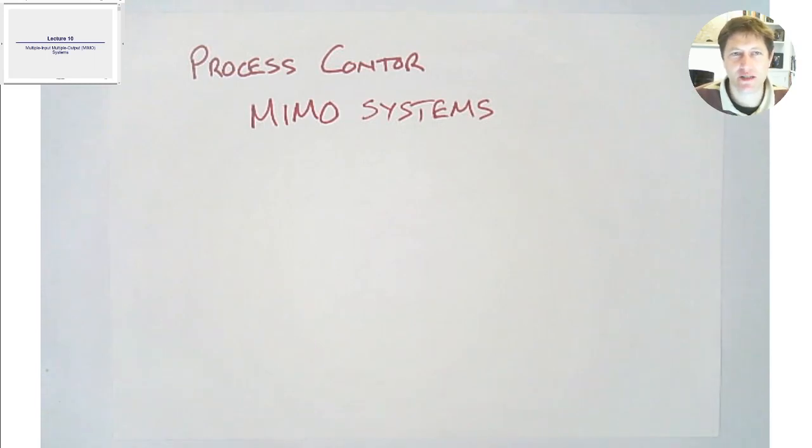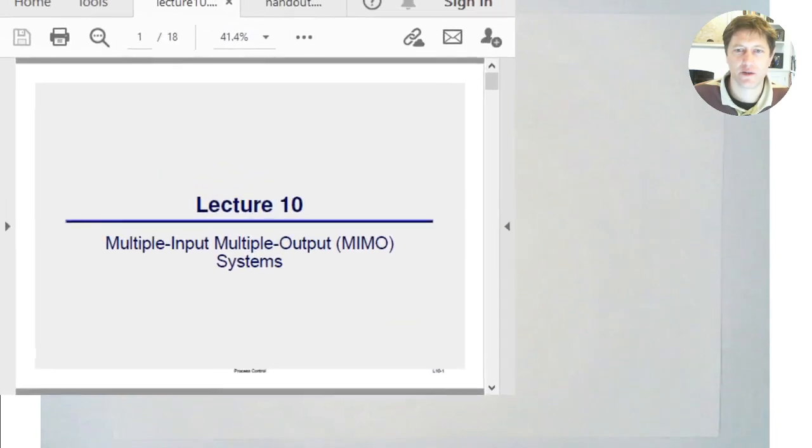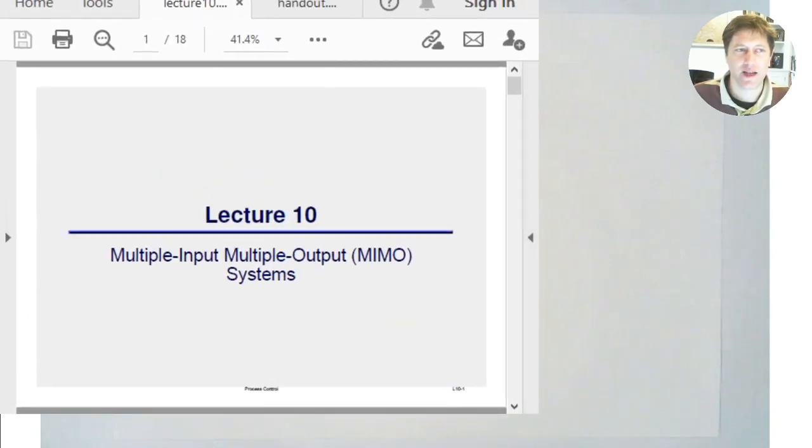We're on lecture 10, MIMO systems, multiple input, multiple output systems. This lecture is going to be split into 3 mini lecture videos. In the first one we're going to consider the systems, and then we're going to look at 2 ways of dealing with them. So first of all, I'll just take a look through the first pages of the handout that you've got.